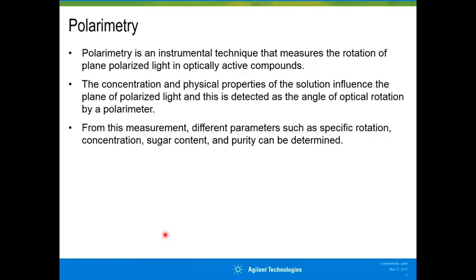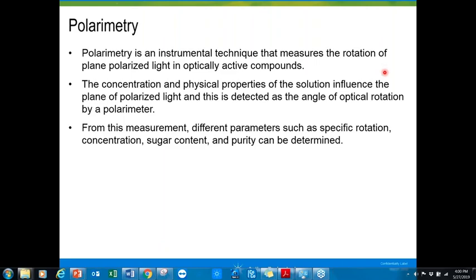Polarimetry is an instrumental technique that measures the rotation of plane polarized light in optically active compounds. Normally, a polarimeter can tell us the concentration and physical properties of a solution, and the solution must contain an optically active compound. From this measurement, different parameters such as specific rotation, concentration, sugar content, and purity can be determined. There are several applications in various industries for polarimeters.